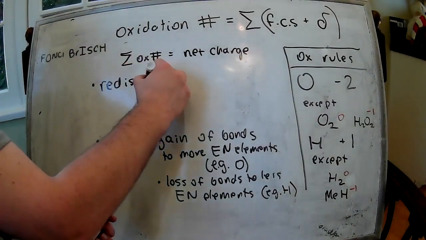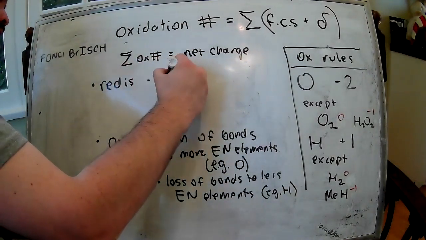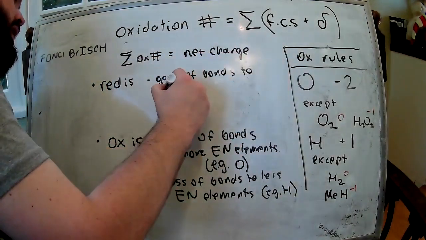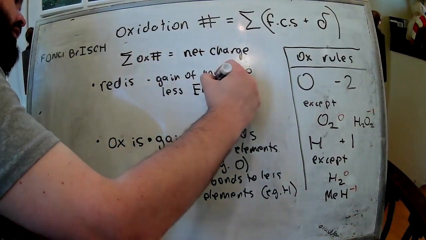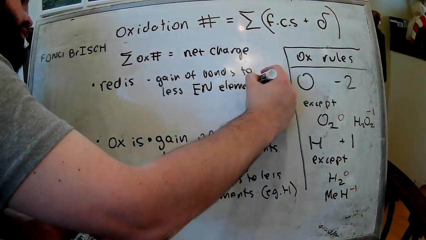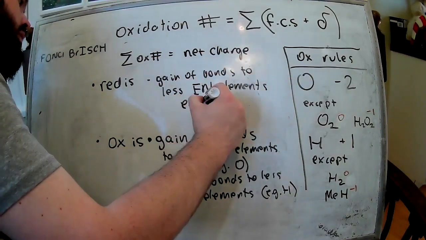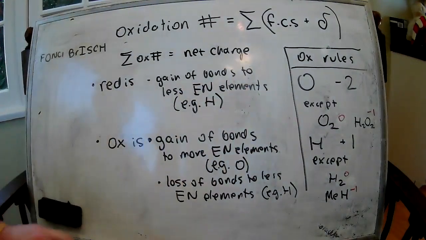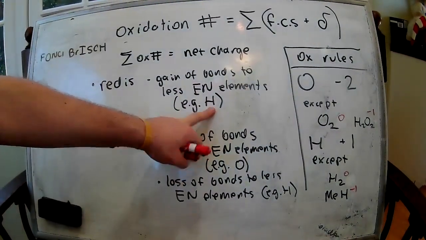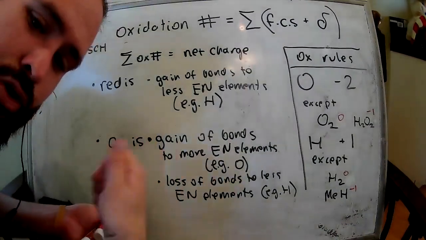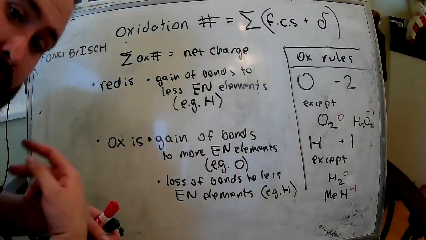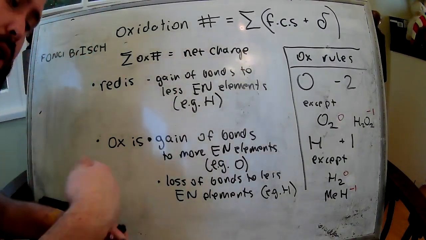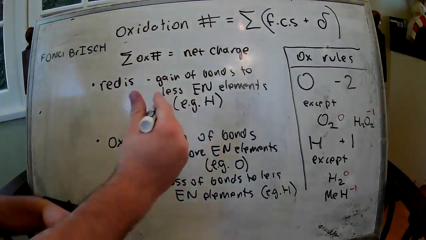Reduction is gain of bonds to less electronegative elements, such as hydrogen. And that would make sense because if you are gaining bonds to less electronegative elements, you can steal their electrons. And therefore, you, as the atom getting the bond to hydrogen, are gaining electrons because you can steal the electrons in the bond to hydrogen now.